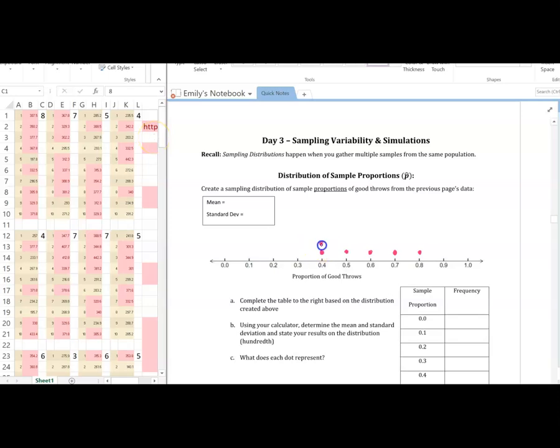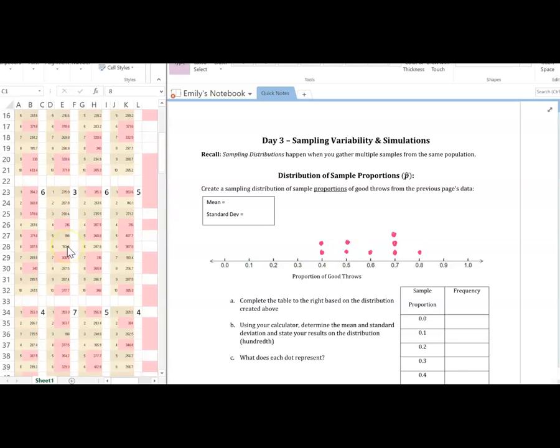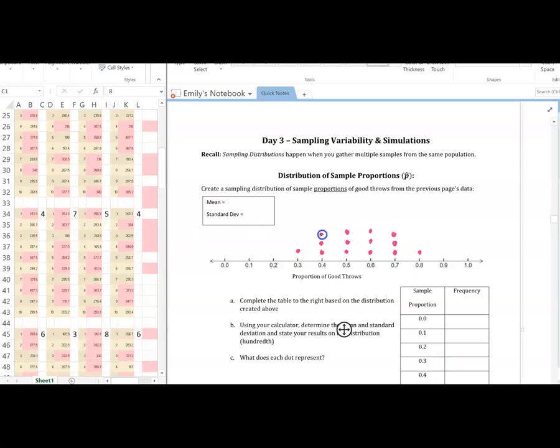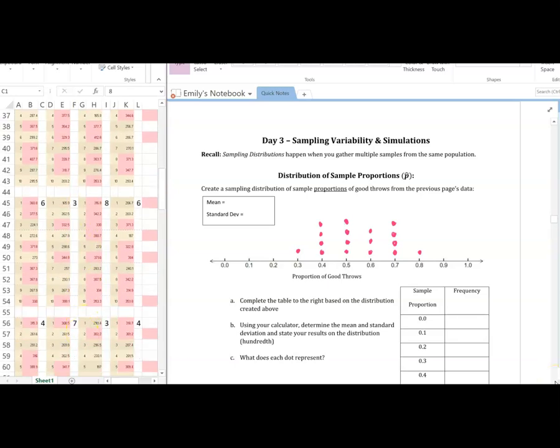Now going on to the next row, another 0.4, 0.7, 0.7, 0.5, 0.6, 0.3, 0.6, 0.5, 0.6, 0.3, 0.8, 0.6, 0.4, 0.7, 0.3, 0.4.